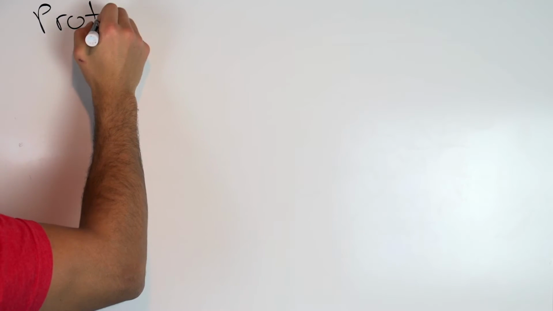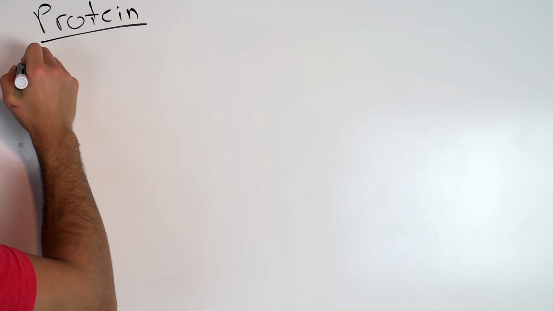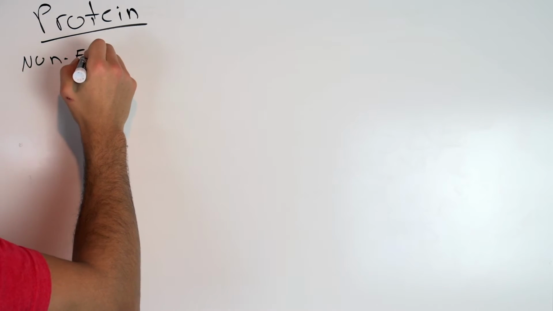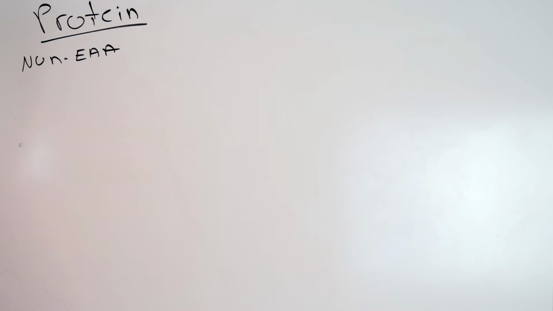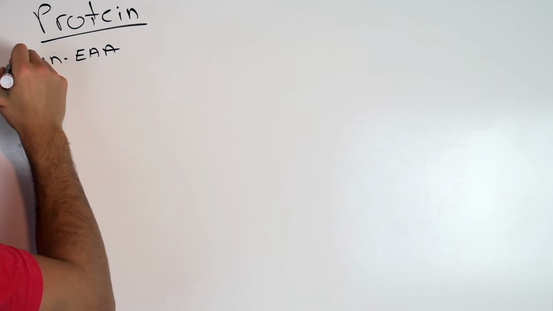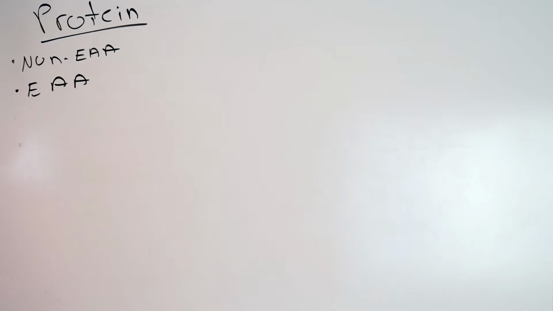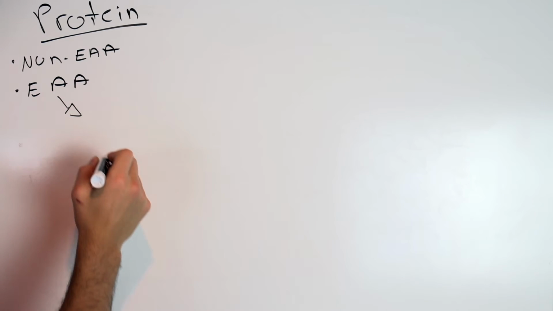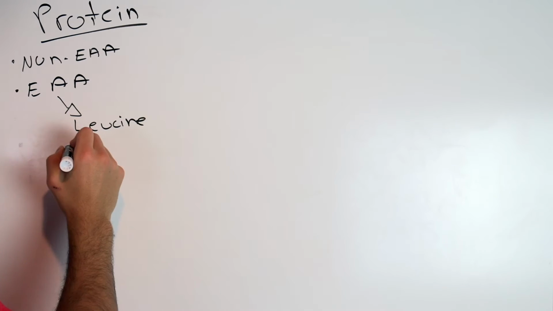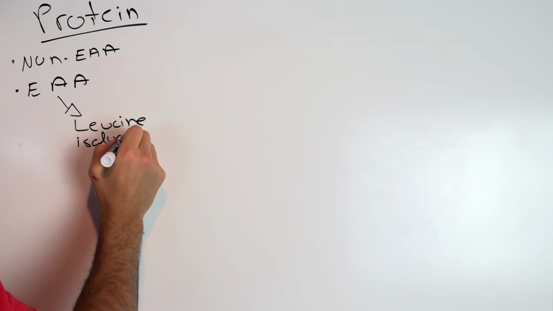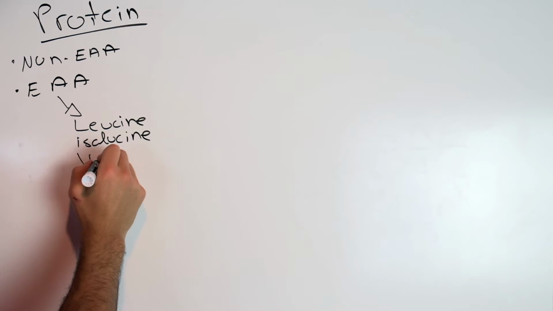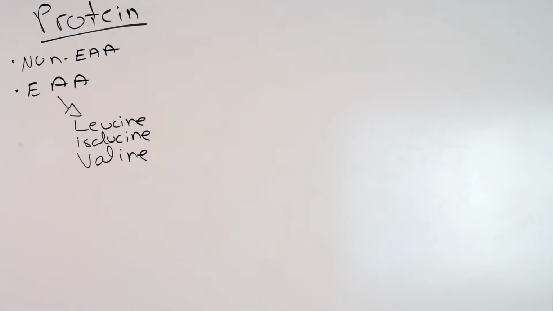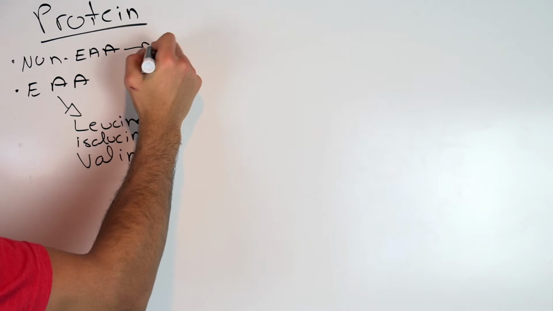Again, I will explain all this to you guys in a later episode. Now, for protein, you have 2 types. You have non-essential amino acids and you have essential amino acids. Okay? Very simple. Essential amino acids are leucine, isoleucine, and valine. Those are the ones that you guys can consume. There's more. I'm just giving you guys 3 of them here.